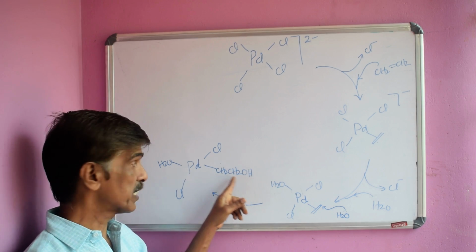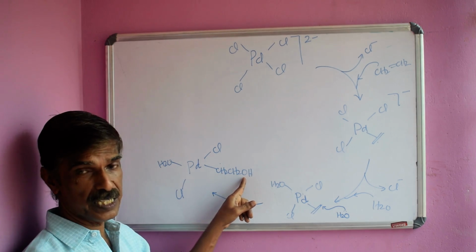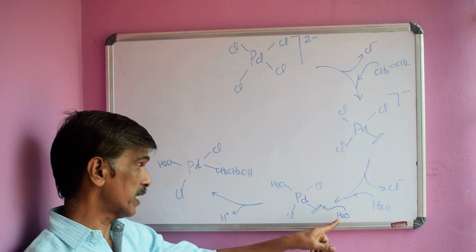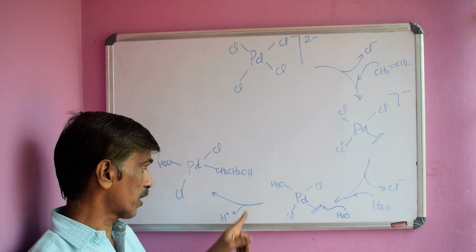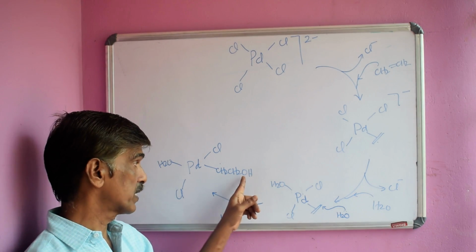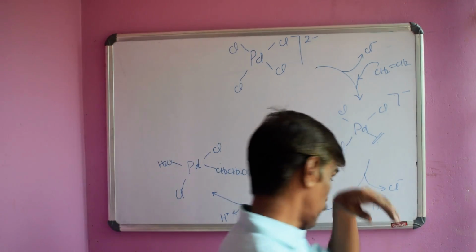CH2CH2OH. This is the ethyl group, and this hydroxy can be called a beta-hydroxyethyl group. The olefin is converted into this. We can see that the OH gets attached to one of the carbons, and the H plus is released. Water's OH is attached, H plus is released, and this is converted into this complex.